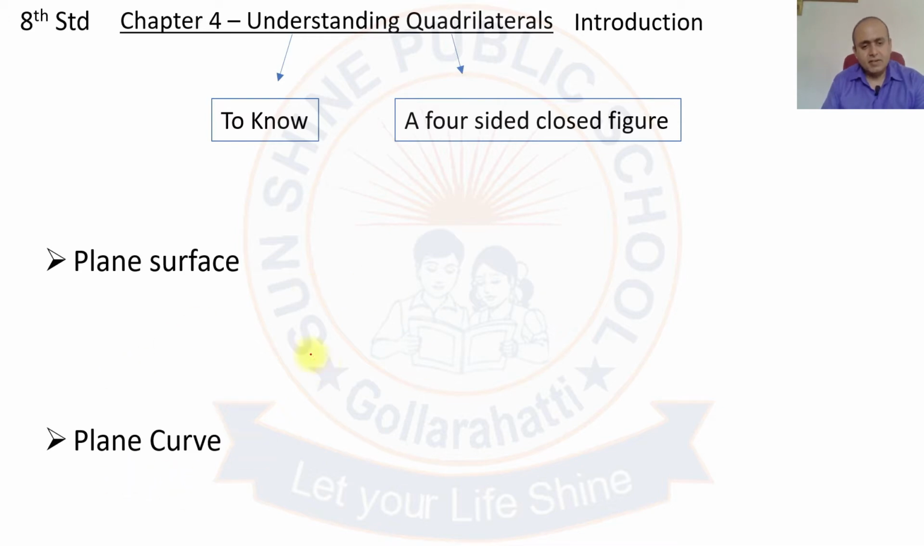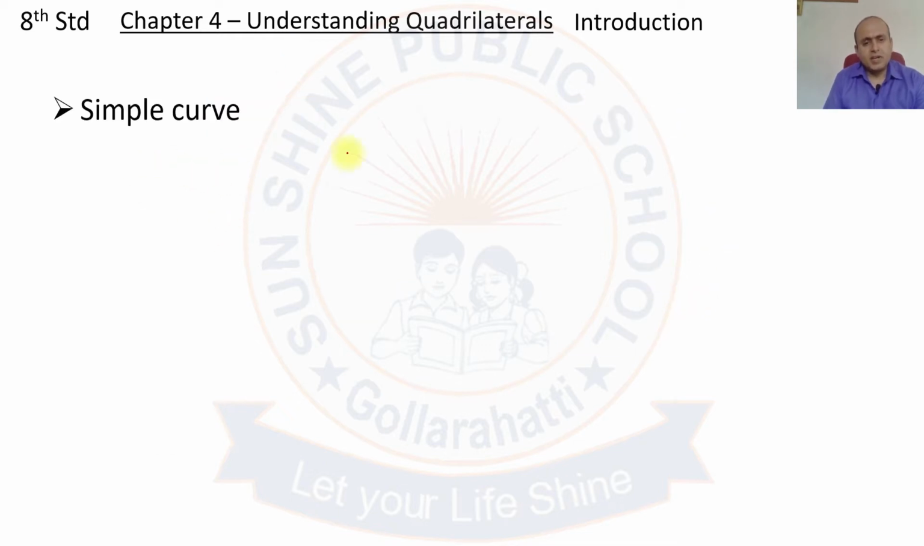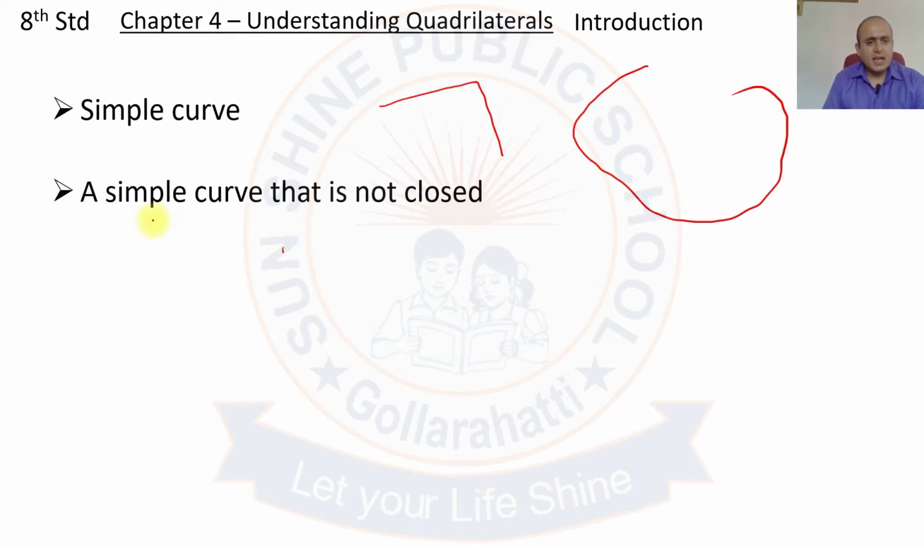Next is plane curve. A curve on the plane is called a plane curve. This is called a plane curve. Simple curve. A simple curve is a curve on the plane. So even a straight line or a curve we call a simple curve, or a line which has a curve is called a simple curve. So this is called a simple curve. Next is a simple curve that is not closed. This is a simple curve and this is not closed. We call it an unclosed curve.